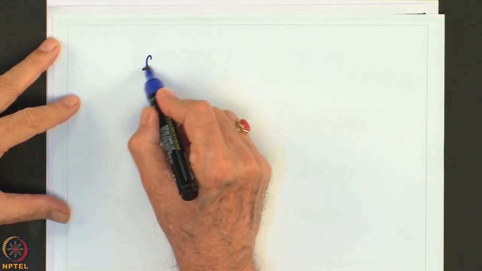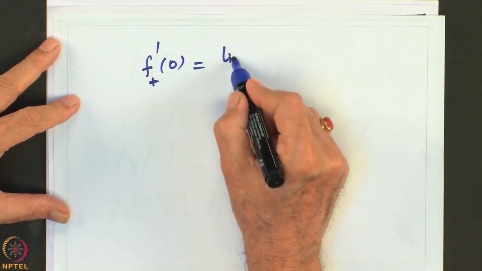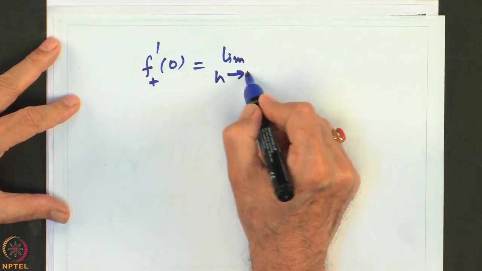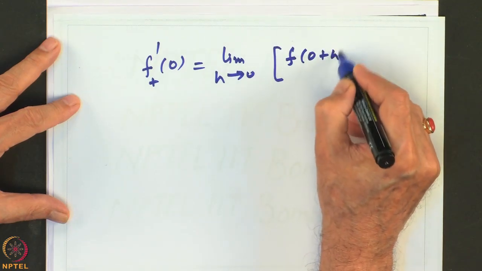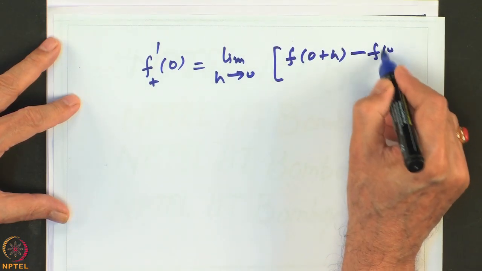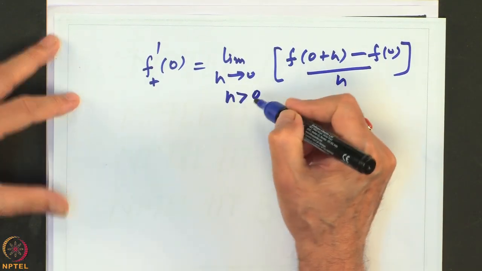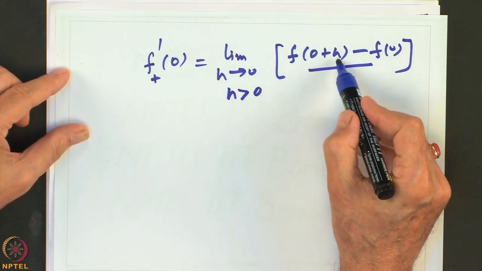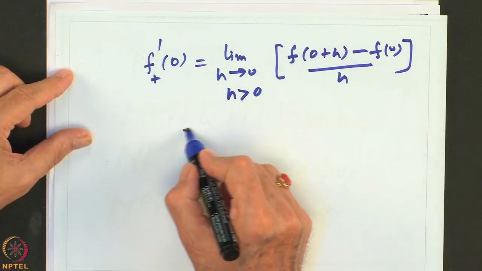Let us compute the right hand derivative of the function at this point. We want to compute f dash at 0 plus. That will be equal to the limit as h goes to 0 of f of 0 plus h minus f at 0, divided by h, with h positive. Again h is positive, but here I have written 0 plus h, so you are on the right side of the point 0. Let us put the value.